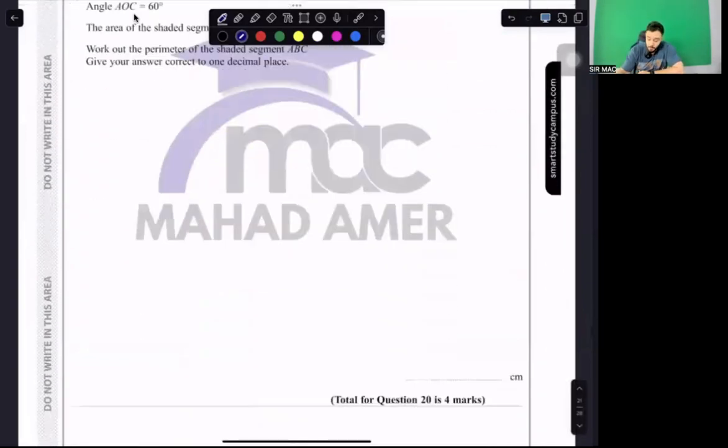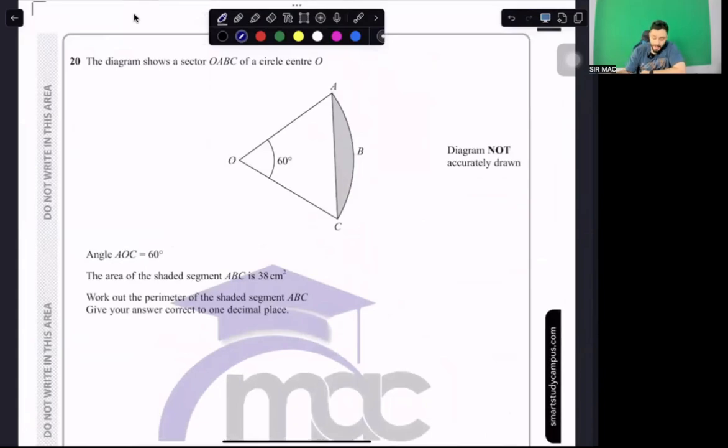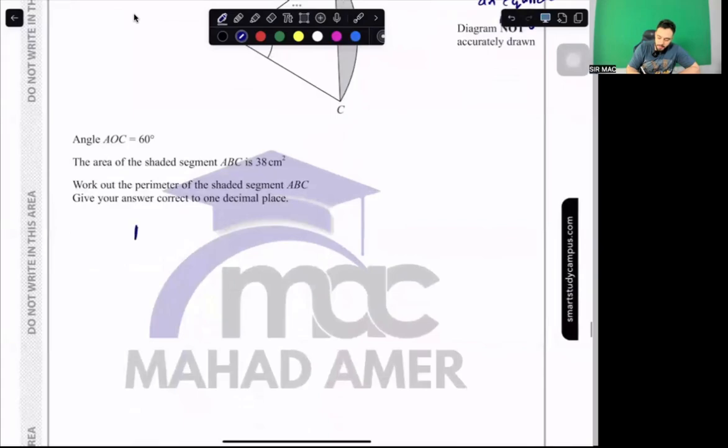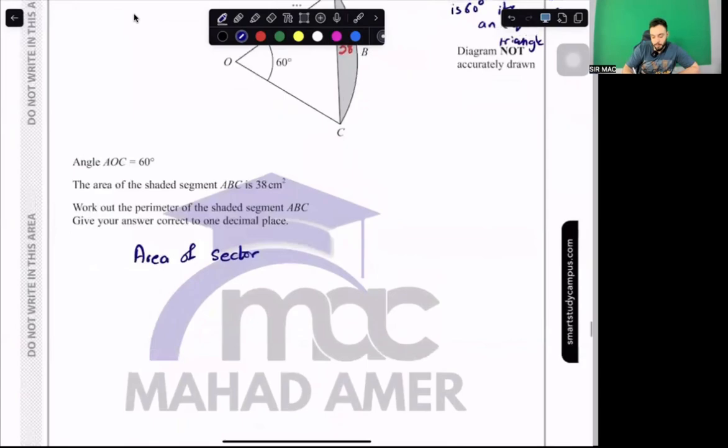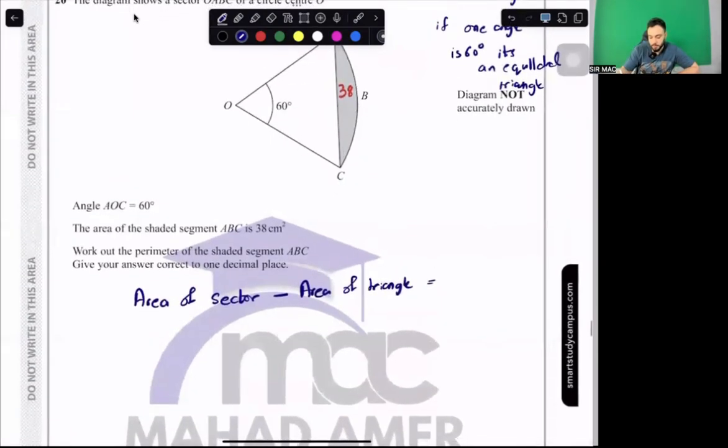Again, a really good question. Question number 20 is of 4 marks. It states that the diagram shows a sector OABC of a circle center O. The area of the shaded segment ABC is 38. Work out the perimeter of the shaded segment ABC. I'm saying that from the area of the sector, if I subtract the area of the triangle, I would get the area that's going to be equal to 38. So that's the first way to do it.